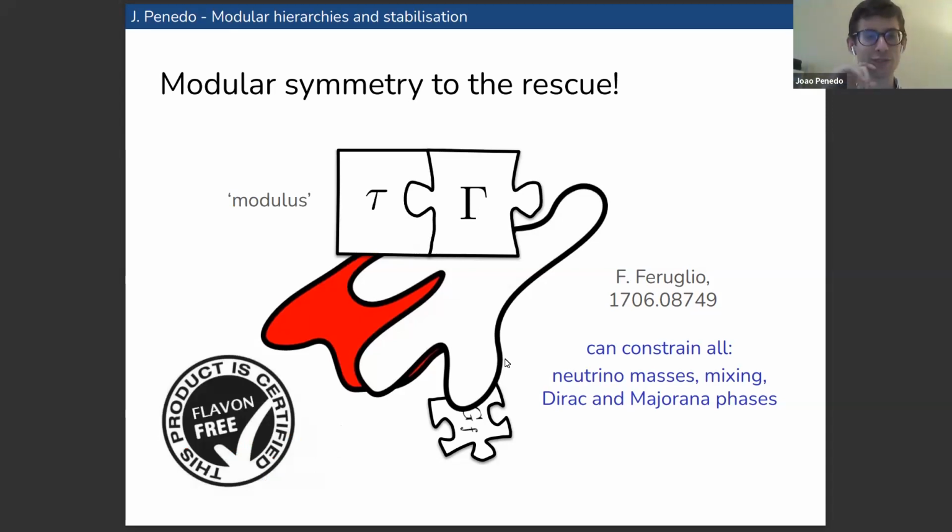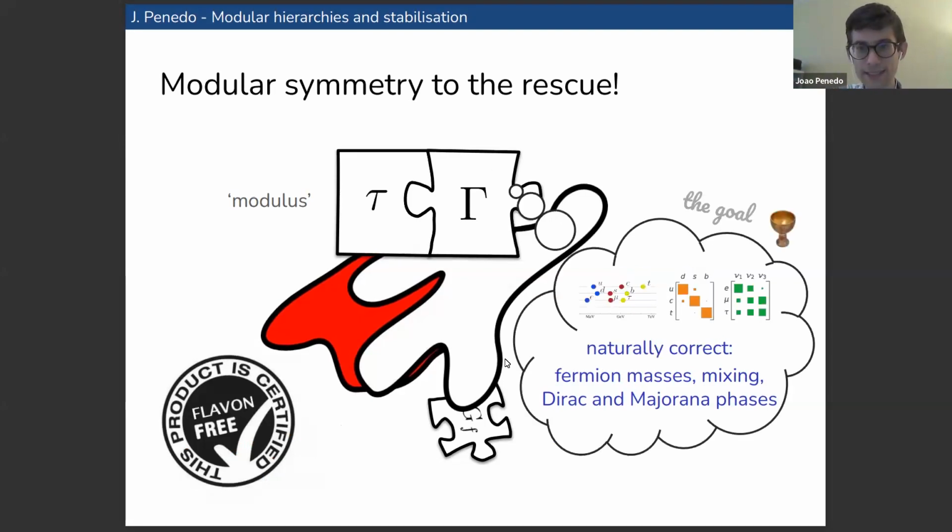setup. You can get a flavon-free setup because your symmetry is broken, in the minimal case, only by the VEV of one scalar field, which is this modulus, tau. So it's a complex number living in the upper half plane, meaning that the imaginary part is positive, and the VEV of this modulus will do all the breaking of the symmetry for you.